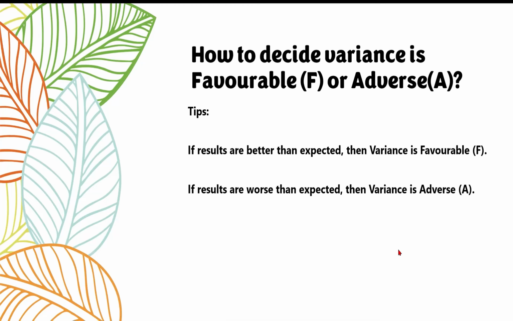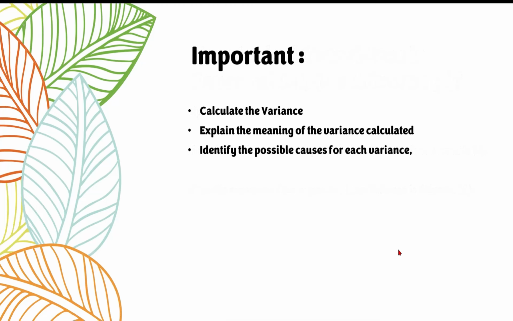Okay. So the important thing in this chapter is that you should know how to calculate all the variances involved, be able to explain the meaning of the variance that you have calculated, and if possible give the reason for the variance, that is, the possible causes. I have covered everything this time in these three topics for every variance. So stay tuned with this video till the end.